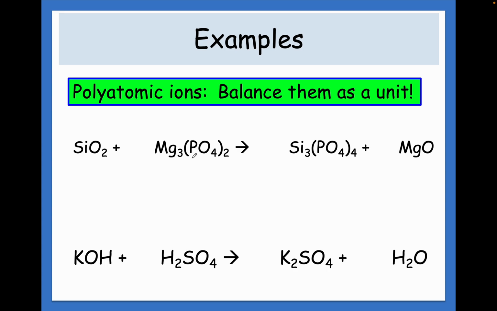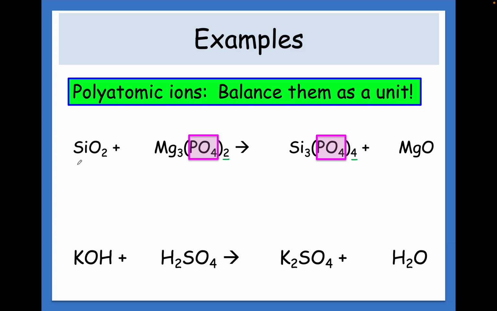Here we've got a polyatomic ion, a PO4, right? And so we've got another PO4 right here. Please don't break them up. Just think of 2 PO4s, and then 4 PO4s, all right? So think of them as kind of like your own unique element if you want.